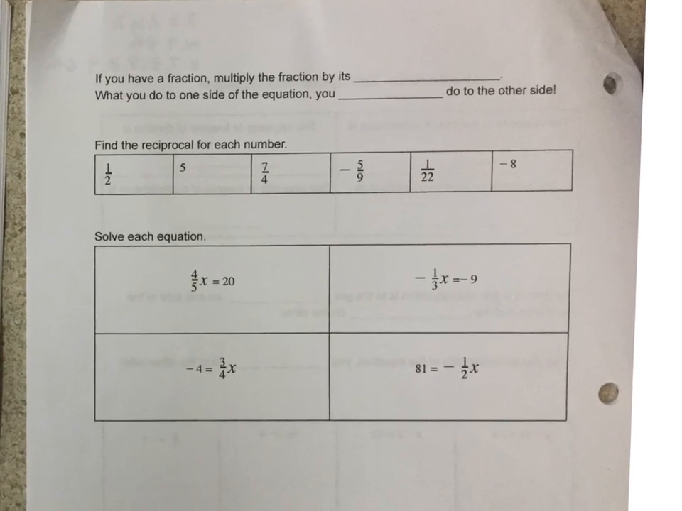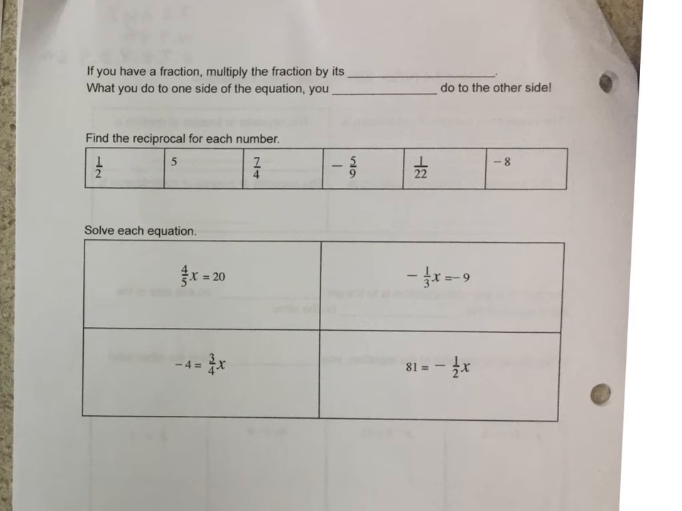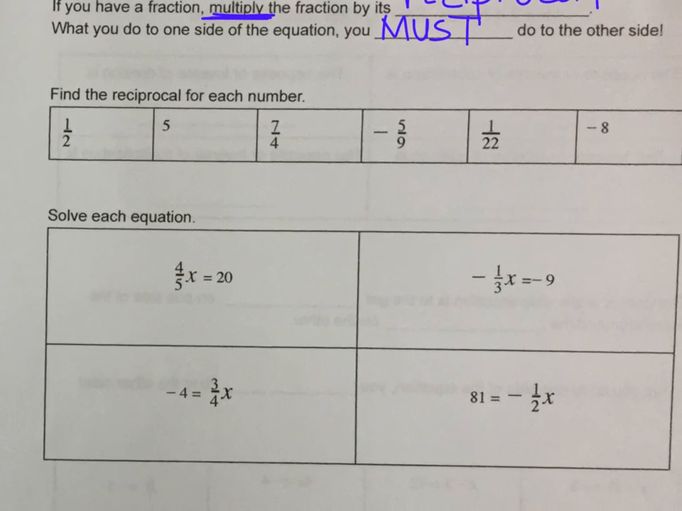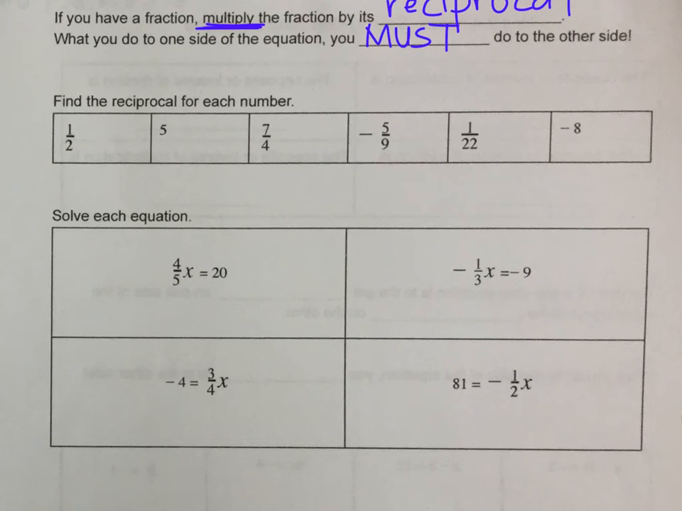Looks like this. If you have a fraction, you're going to multiply the fraction by its reciprocal. What you do to one side of the equation, you must do to the other. Multiply will be our key word in a second. A reciprocal means I just flip the fraction over. So, the reciprocal of 1/2 is 2 over 1. I just flipped them. First, I have to make 5 a fraction.